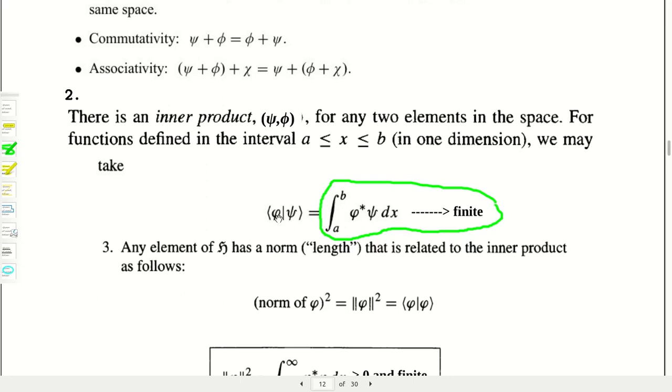It is correct. What is written is correct. Phi comma psi is the symbol of the inner product, just like in the n-dimensional vector space where a comma b was there. A is a vector, b is a vector, but here phi is a function, and psi is another function in Hilbert space. So phi comma psi is the inner product between phi and psi, defined by this integral, which is finite.